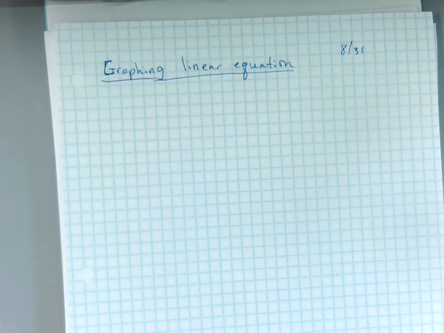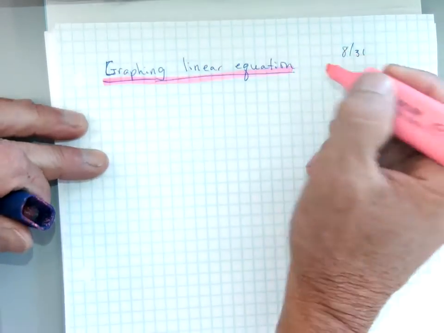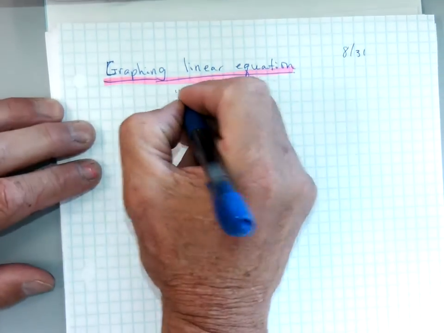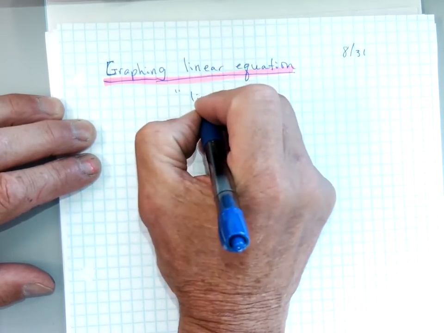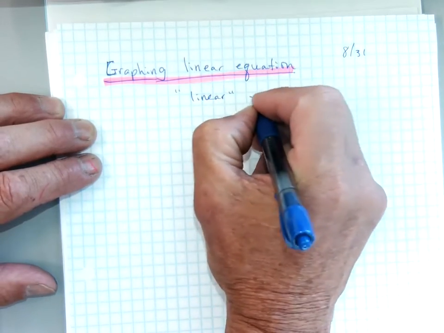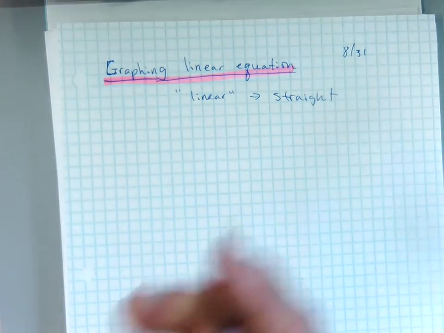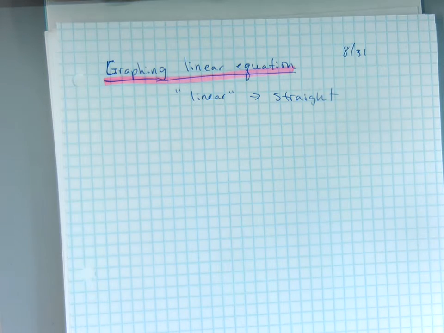I like to highlight my notes because for me, if I highlight it, it pops. So the word linear, before we even start, this word linear will always in math mean straight. There's lots of lines. I mean, there's curvy lines, wavy lines, whatever, but if it says linear, it's always a straight line. Every line has got a slope and a y-intercept.